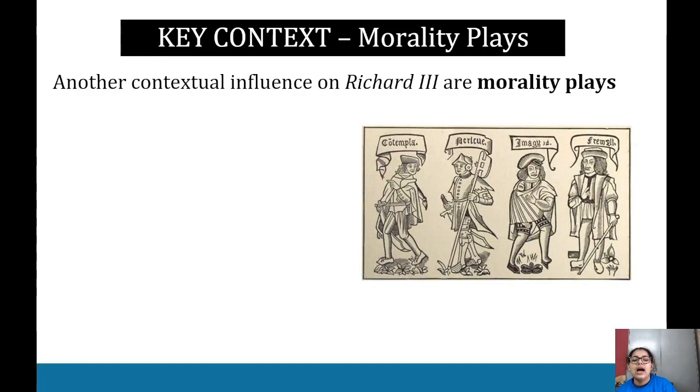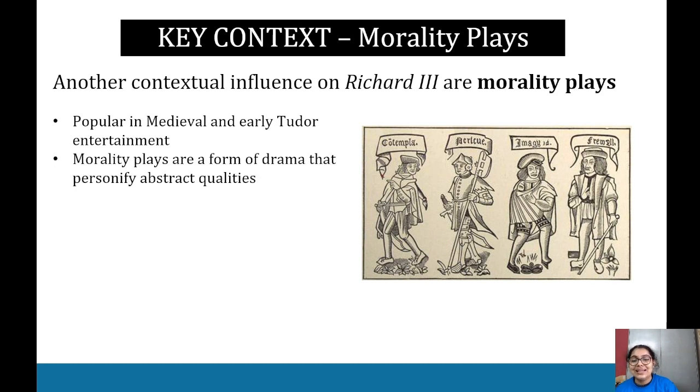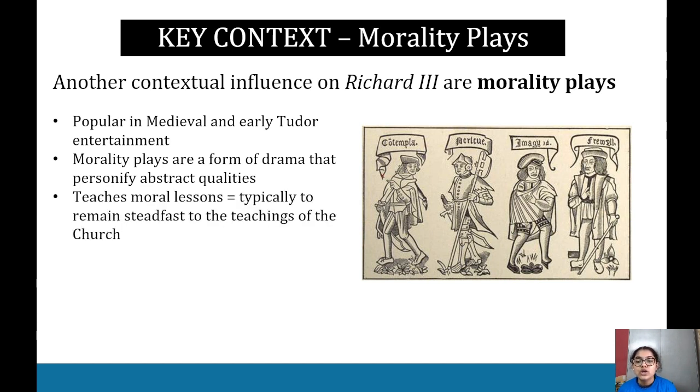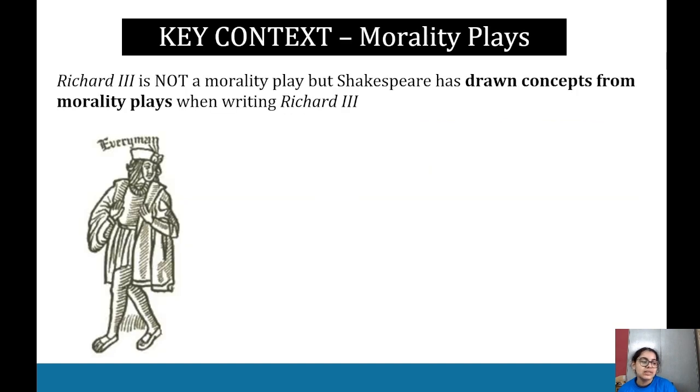So, morality plays. They are another contextual influence on Richard III. Popular in the medieval and early Tudor entertainment, these plays are a form of drama that personify abstract qualities. So they teach moral lessons, which typically equate to remaining steadfast to the teachings of the church. So it's all about staying within what the society considered right, so staying within the boundaries of the church. An important stock character in these plays was the Vice, the devil, whose role was to tempt the everyman, so like the everyday man, the representative of mankind, to succumb to temptations.